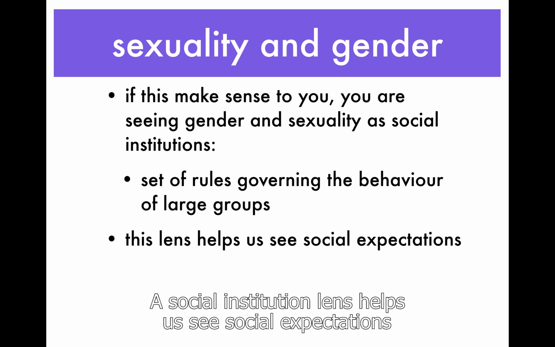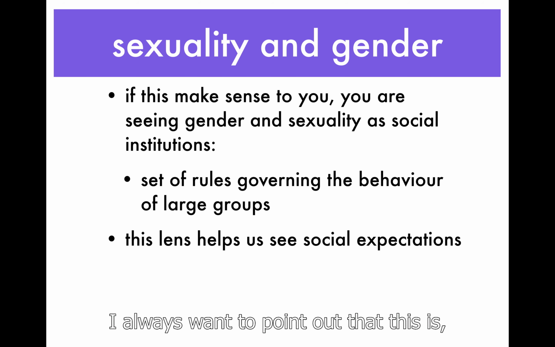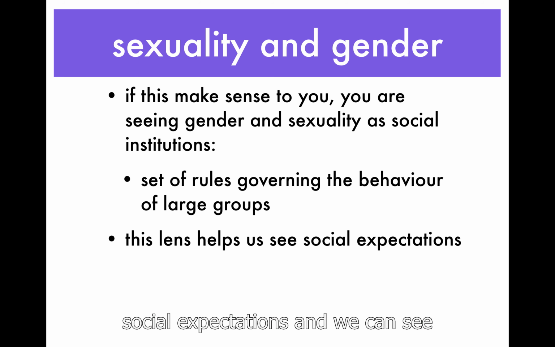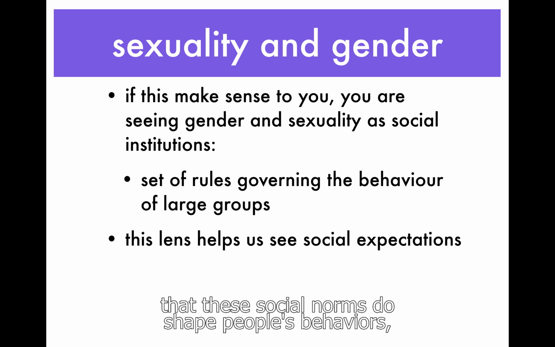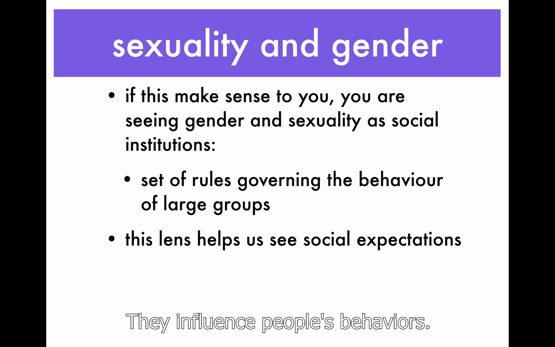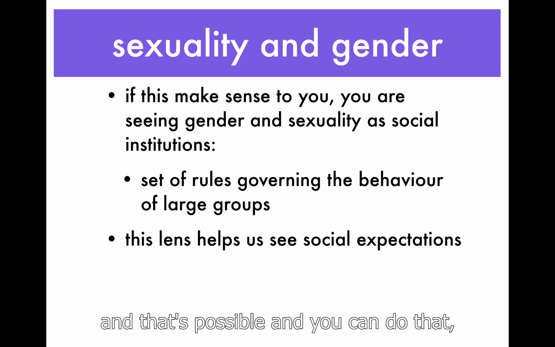A social institution lens helps us see the social expectations that govern our lives. But once again, I always want to point out that just because sociologists can identify social expectations and we can see that these social norms do shape people's behaviors, they don't determine people's behaviors, right? They influence people's behaviors. And so it is totally possible that if you're aware of a gender norm, right, you can violate it. And that's possible and you can do that.